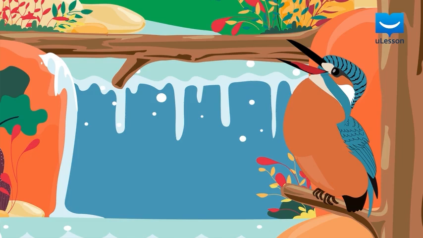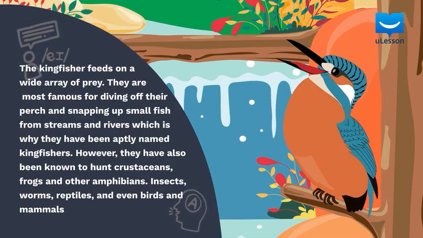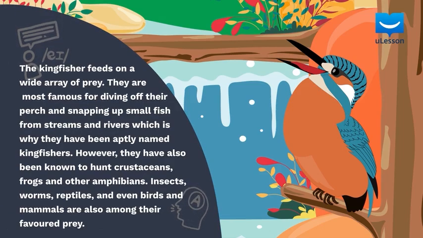Pause the video and take a look at this paragraph. What did you notice? The first sentence tells you clearly that kingfishers feed on a wide variety of prey. The second one tells you that they love fish. The third and fourth sentences tell you about all other types of prey that they like.